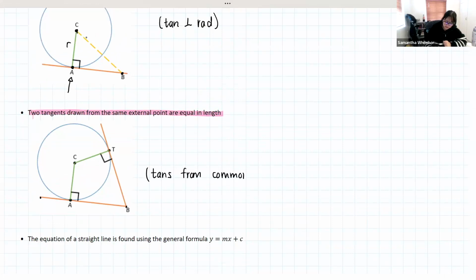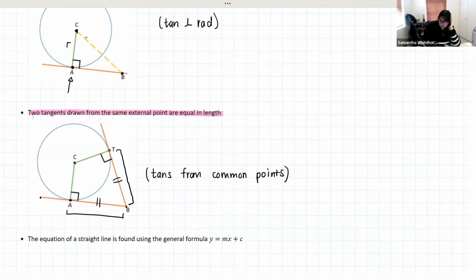This is obviously useful in knowing side lengths and allowing us to determine angles, because we know angles are equal opposite equal sides. So what it's saying is that BT is equal to AB. There are tangents from a common point. From the point where they touch the circle to that common point, they are equal.